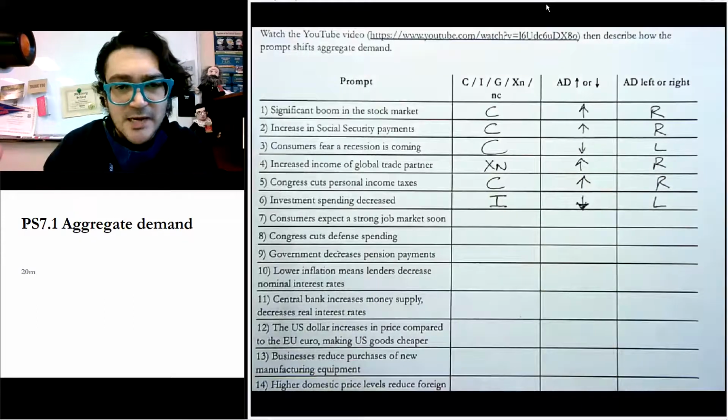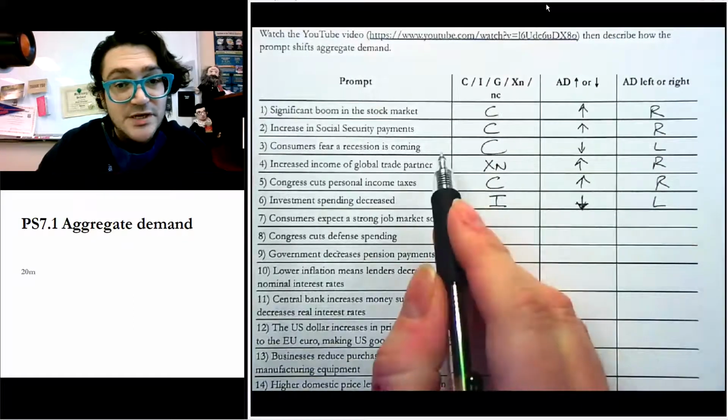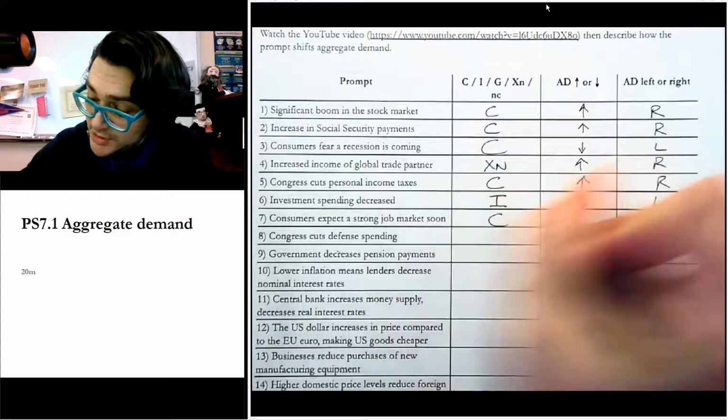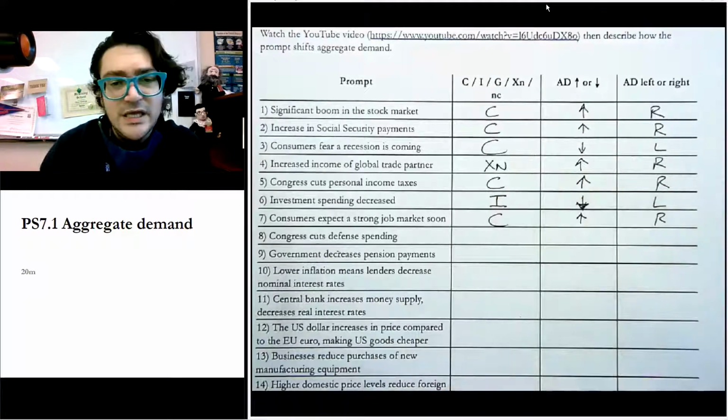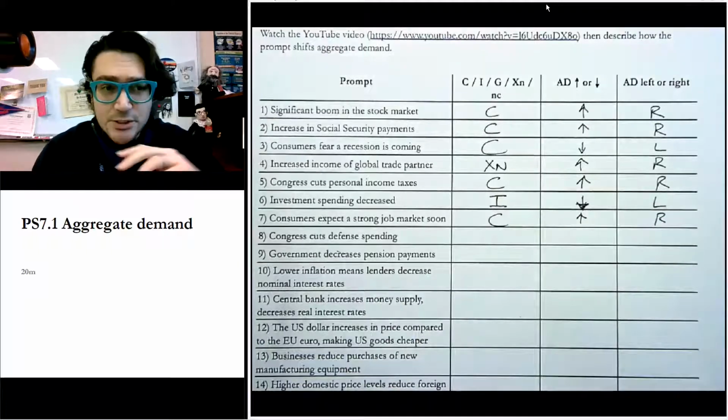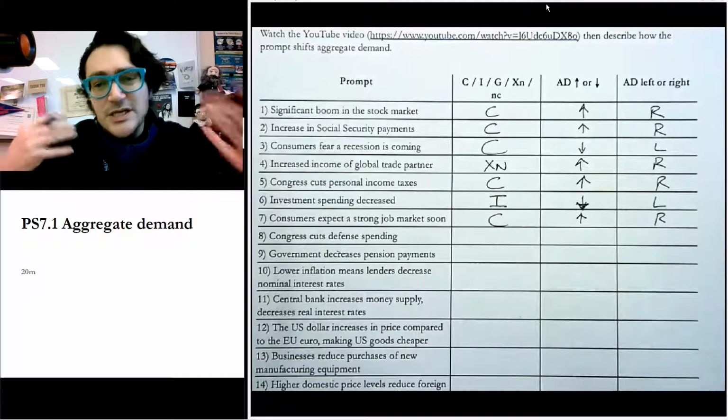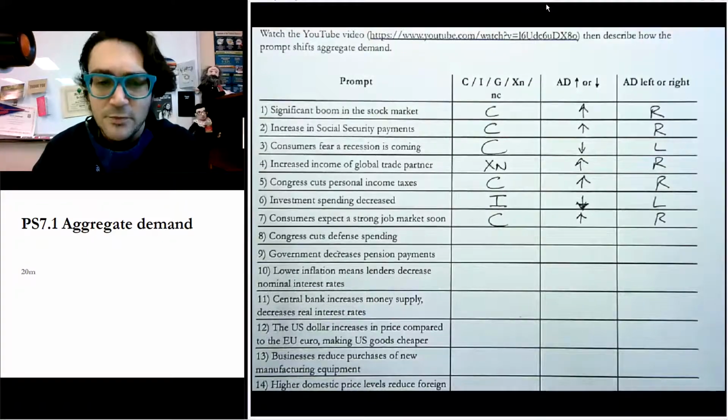Consumers expect a strong job market soon, right? That's the reverse really of number 3. So consumption, and it's going to increase consumption and move it to the right, because if you think, hey, there's going to be a great job market very soon, it's going to be a bonanza of money, then you're going to spend a little more today. You'll feel more comfortable doing that.